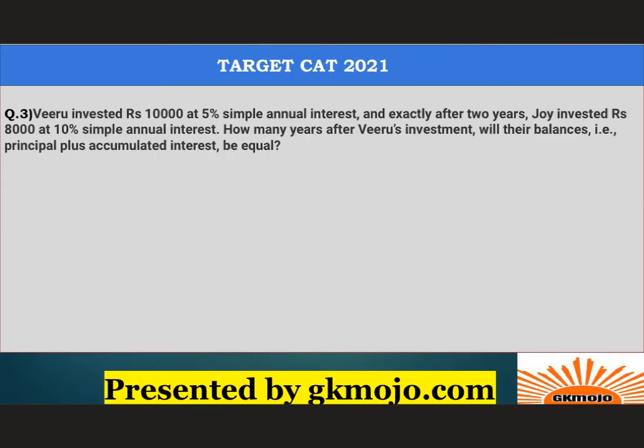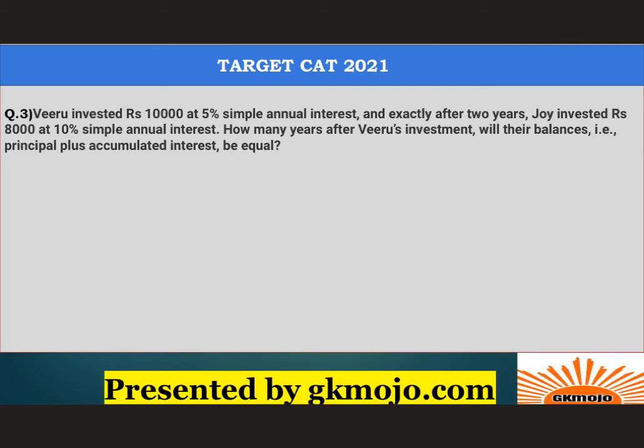Let's have a look at another very easy question that appeared in CAT. This was the simplest question that I have seen, right? Viru invested rupees 10,000 at 5% simple annual interest, and exactly after 2 years, Joy invested rupees 8,000 at 10% simple annual interest. How many years after Viru's investment will their balances, that is principal plus accumulated interest, be equal?